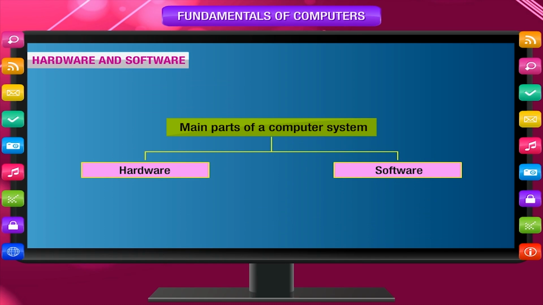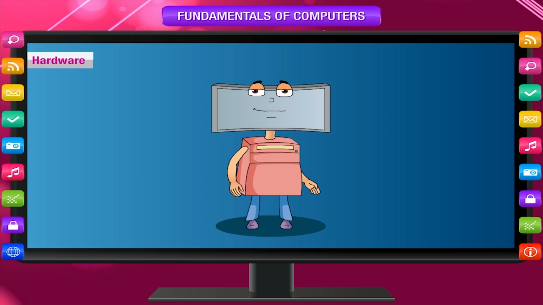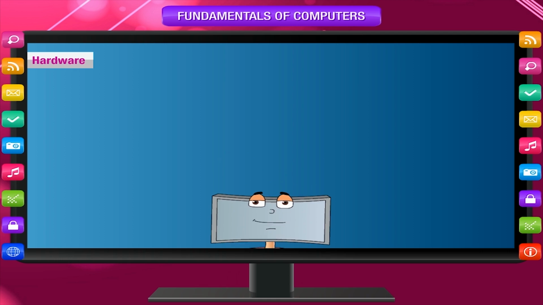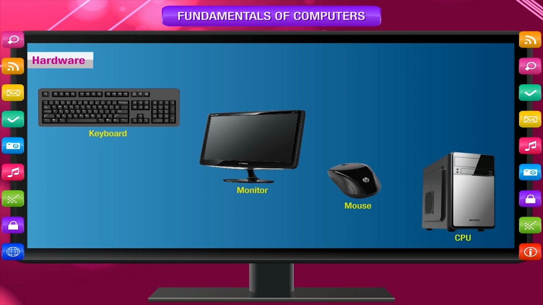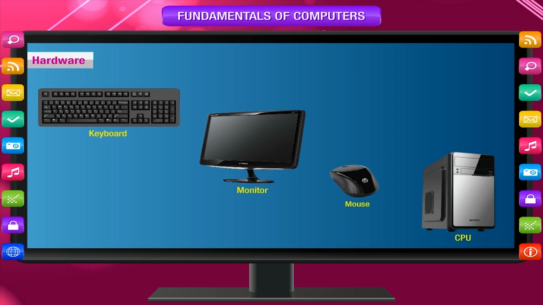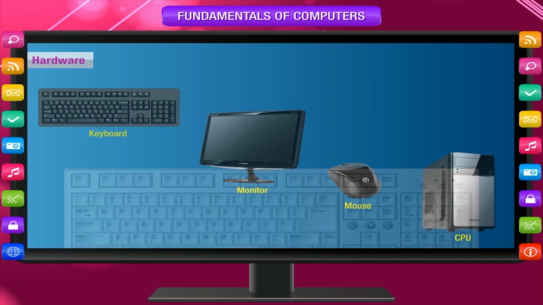Hardware and software. There are two main parts of a computer system: hardware and software. Hardware. The physical parts of a computer are called hardware. The hardware is any part of a computer that you can see and touch. The important hardware parts of a computer system are keyboard, monitor, mouse, and CPU.